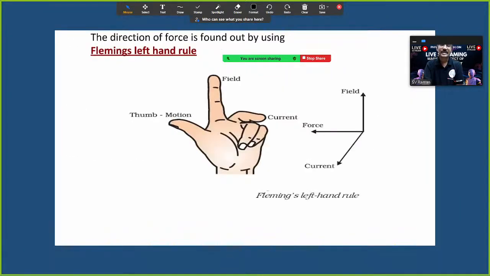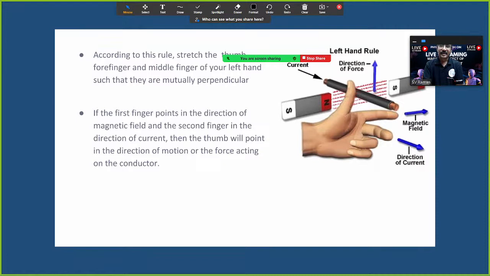So this is Fleming's left hand rule. All right. According to this rule, stretch the thumb, forefinger and middle finger of the left hand such that they are mutually perpendicular. If the first finger points in the direction of magnetic field and the second finger in the direction of current, the thumb will point in the direction of motion of the force acting on the conductor.